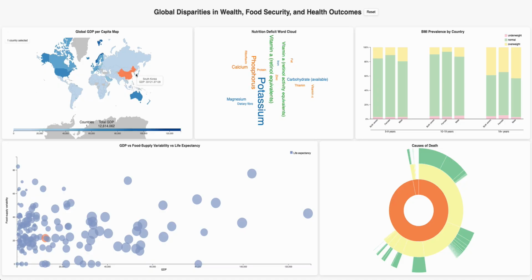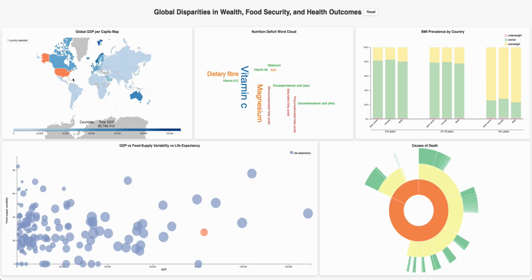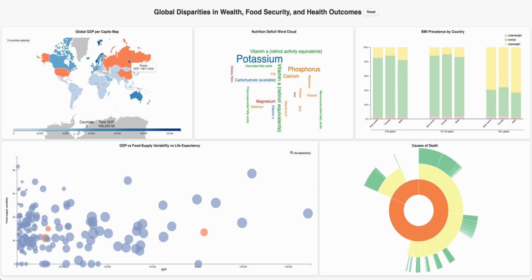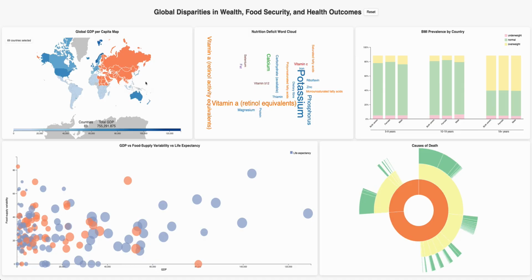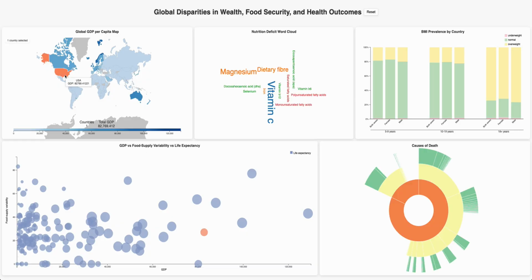Users can choose from different countries. For example, if you click on USA, it will update all of the charts for USA. Users can also choose multiple countries, like what I did for China and USA, or Russia, and also drag and brush and link for the 5 charts. You can reset it and then choose a country overall.